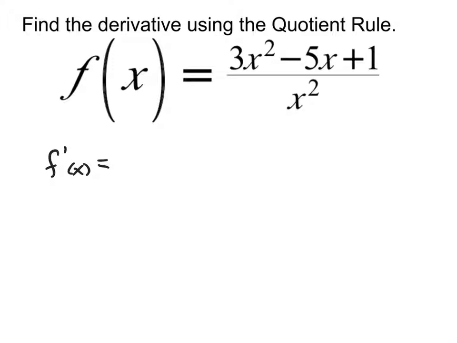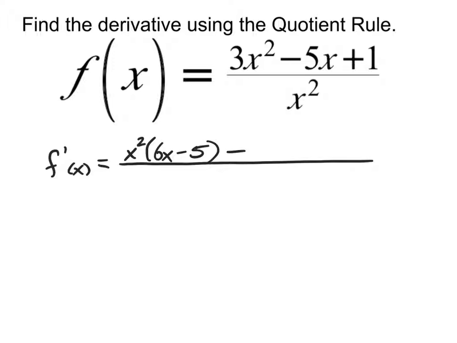And so on the top of this, we're going to do low d high first. Low represents the low function, the function that's on the bottom at the start. And so that's just going to be x squared. And you can put parentheses around that or not as you wish, to help it look visually easy to follow. So that's low. Next up is d high. So the derivative of the high function, the derivative of the function on the top. So that's the derivative of my 3x squared minus 5x plus 1. So that's going to be 6x minus 5. So that's low d high.